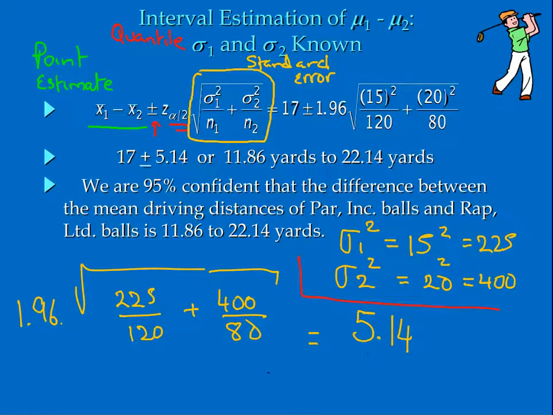So we actually call those two values together, the quantile times the standard error, the margin of error. Okay, so it is 17 plus or minus 5.14. So the confidence interval is these two values here: 11.86 and 22.14. Okay, so we're 95% confident that the difference between the mean driving distances of Power and Wrap is 11.86 to 22.14. Right, I'm going to wrap that up and start the next presentation here.